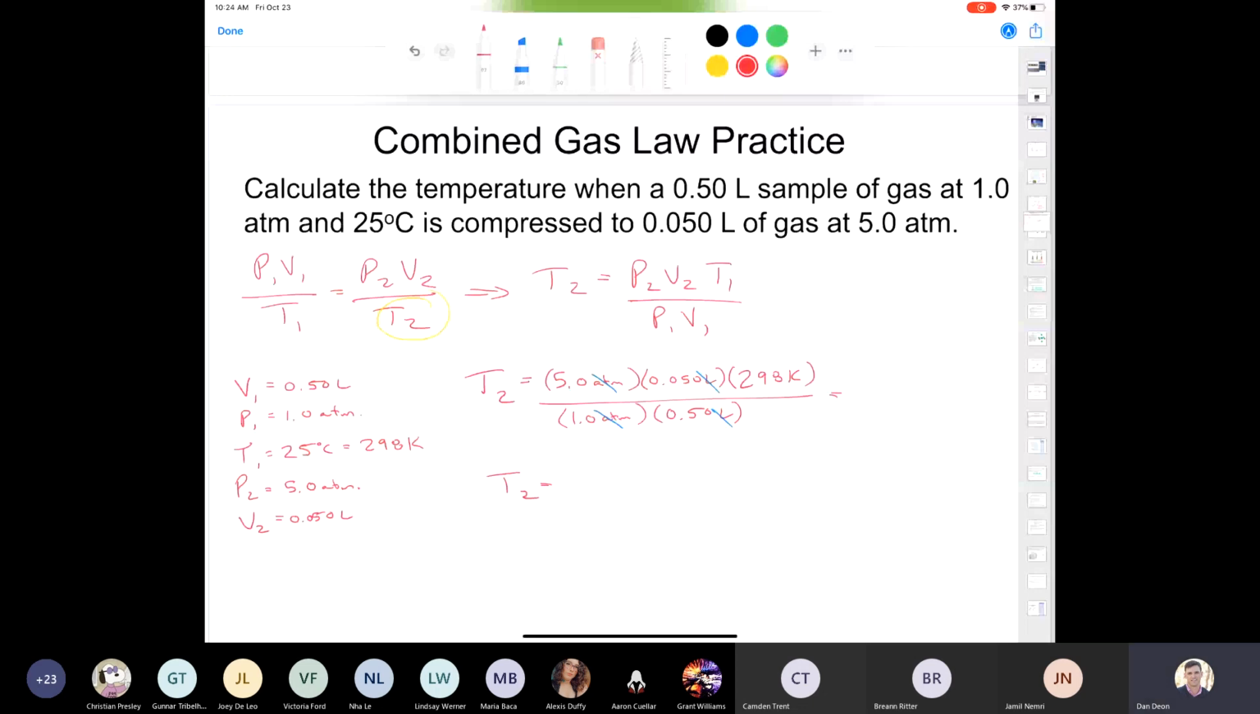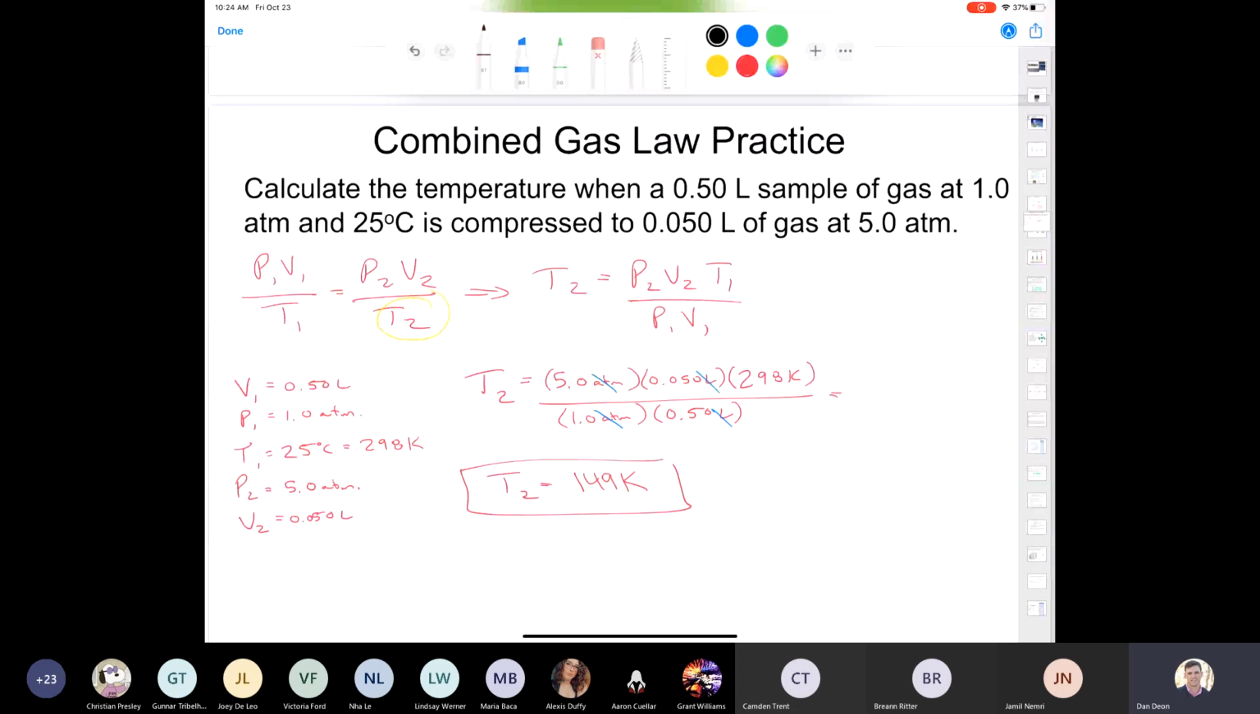Sorry, I messed up. 5 times 298 divided by 0.5, and we get our T2 being 149 Kelvin. And so, all right, there we go. A little practice with the combined gas law.